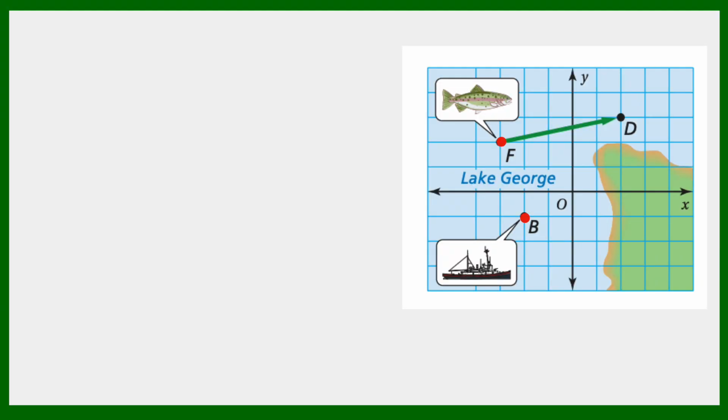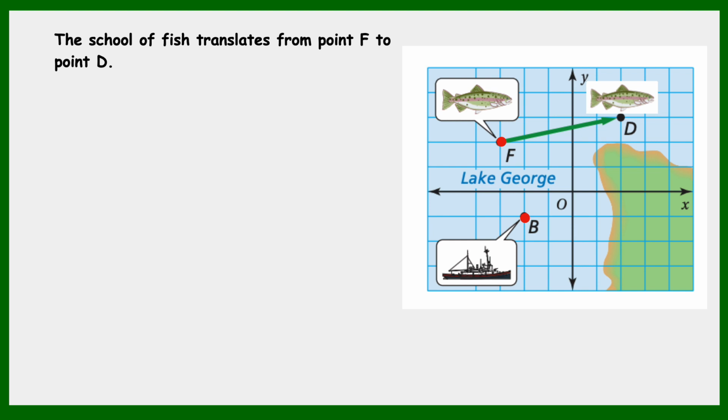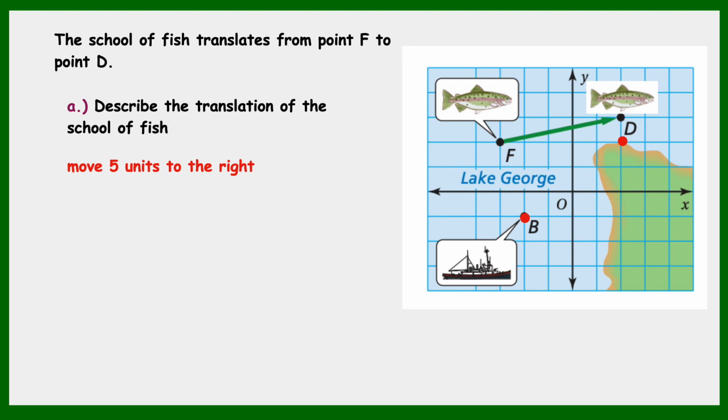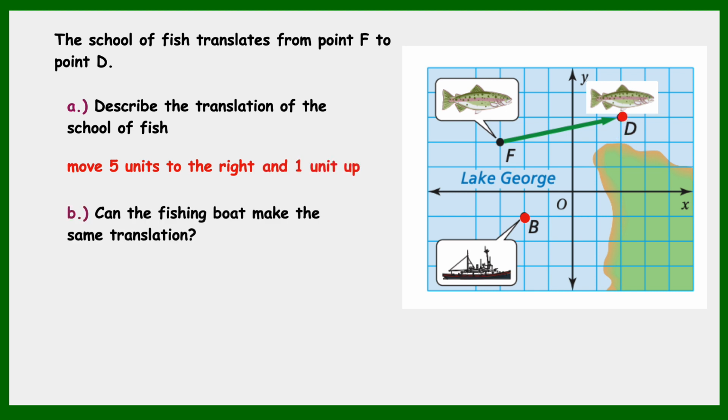Now let's look at a real-world scenario. Here we have a map of Lake George. There is a fishing boat and it has located a school of fish at point F on their fish finder, which uses sonar technology. As the boat is heading towards the fish, they translate or move to point D. We need to be able to describe this translation of the school of fish in order to find them on the map. So starting at point F, we need to move 5 units to the right and then move 1 unit up.